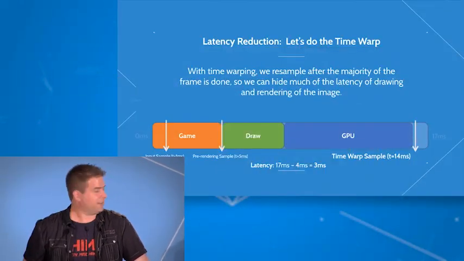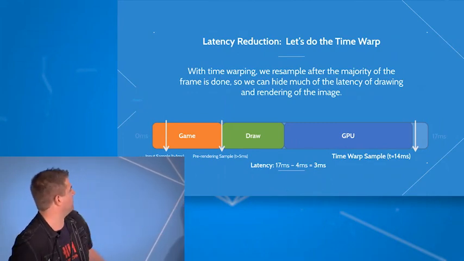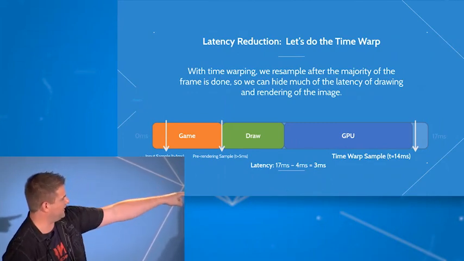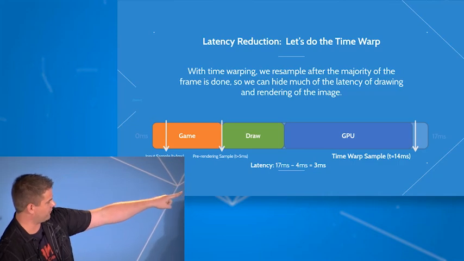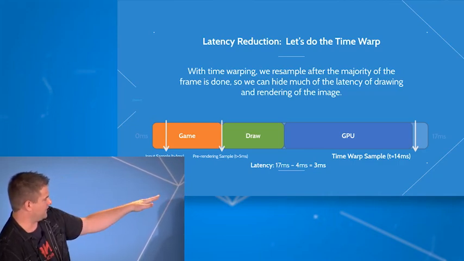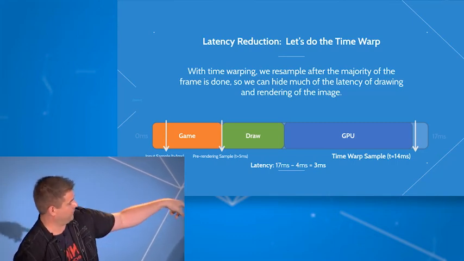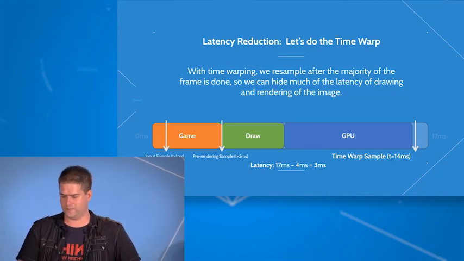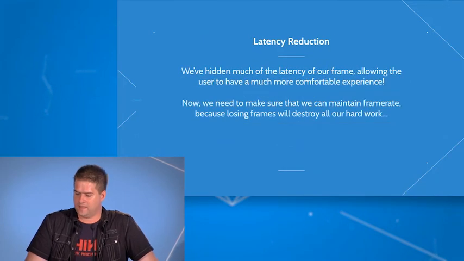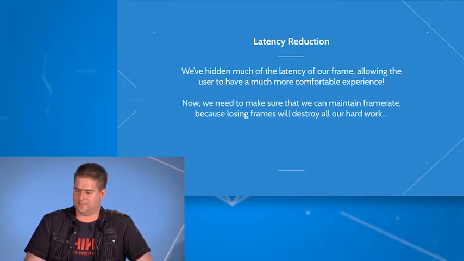So again, in our simplified version of the frame, and there's a typo at the bottom, but if we do the sampling again right after all the GPU stuff is done, right before the present, at say 14 milliseconds, our latency introduced by the engine goes from 17 minus 14 down to about 3 milliseconds of perceived latency. So that's kind of how time warping works. And we've hidden much of the latency of our frame, so we have a nice low latency experience now that doesn't make people fall over and vomit.